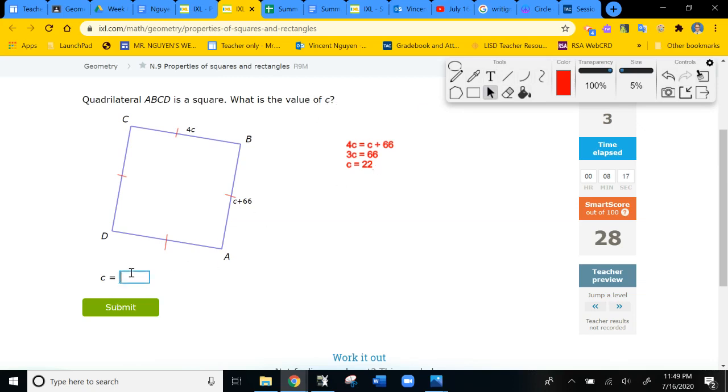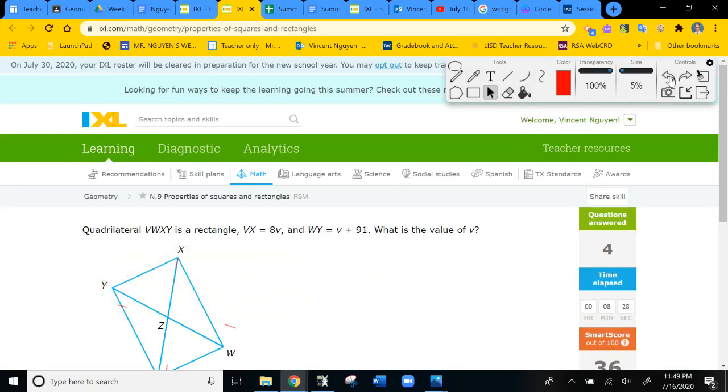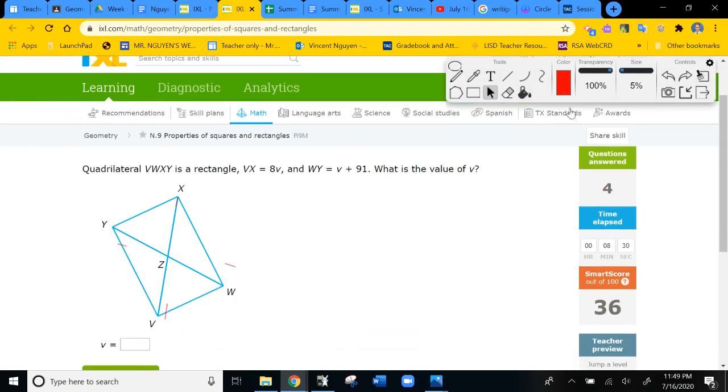Now be aware, sometimes they ask for the value of the side, in which case you will substitute the 22 in. But anyway, submit. All right, okay, diagonals. This looks interesting, so I'm going to do this one before I skip.